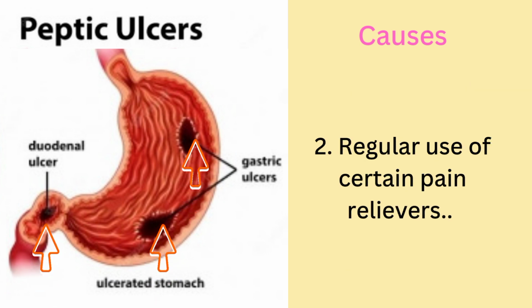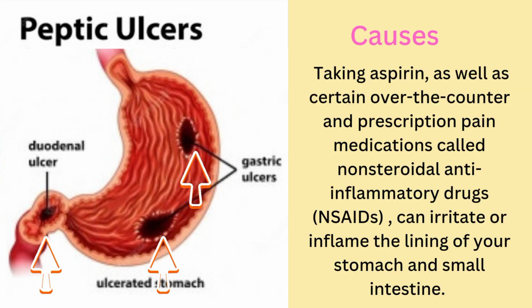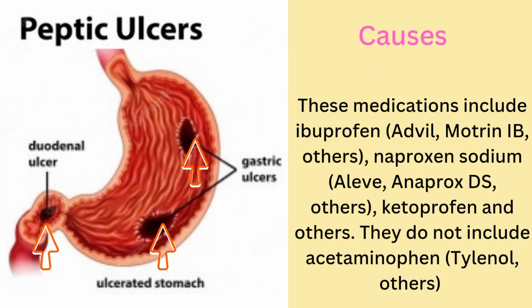Now the second cause is regular use of certain pain relievers. Taking aspirin as well as certain over-the-counter and prescription pain medications called NSAIDs can irritate or inflame the lining of your stomach and small intestine. These medications include ibuprofen, naproxen sodium, ketoprofen, and others. They do not include Tylenol.